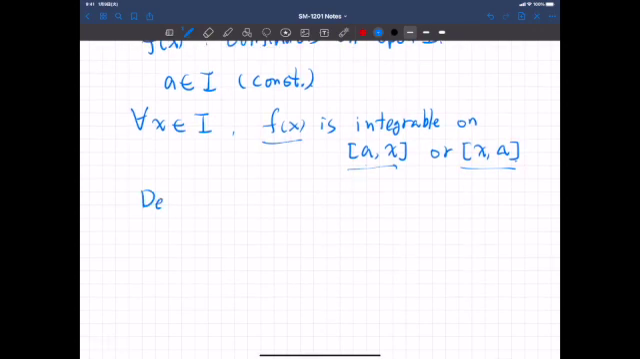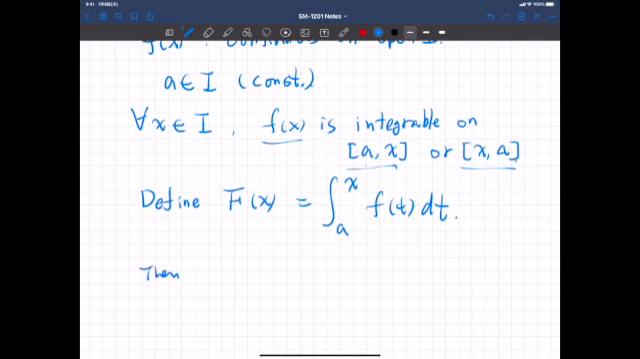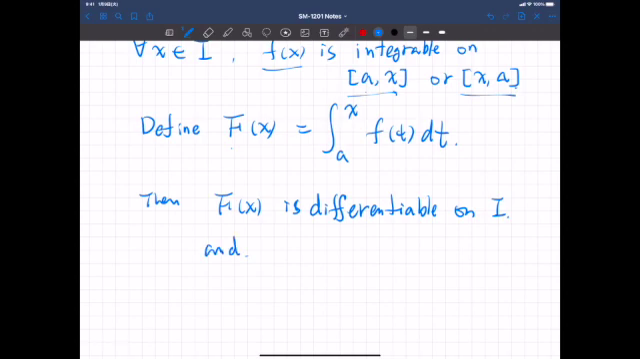Then let's define a function capital F of x by this integral from a to x of f of t dt. Okay. Then this function capital F is differentiable on this interval I, and f prime, so the derivative of capital F, is equal to lowercase f of x.